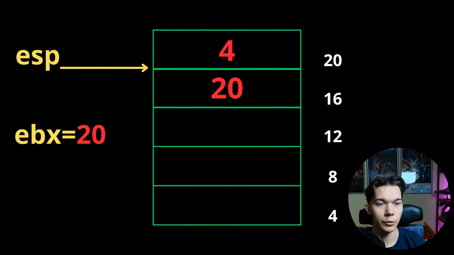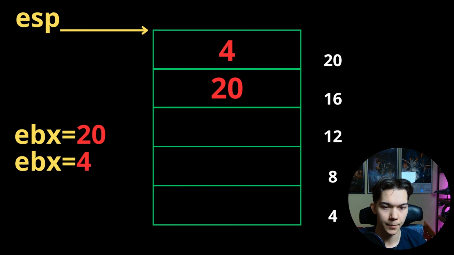Now, what you can see is that the value 20 remains. It is not deleted, it remains in memory. But the stack is actually not there anymore. The top of the stack is where ESP points to. So the value 20 is out of the stack. It is now in the EBX register.